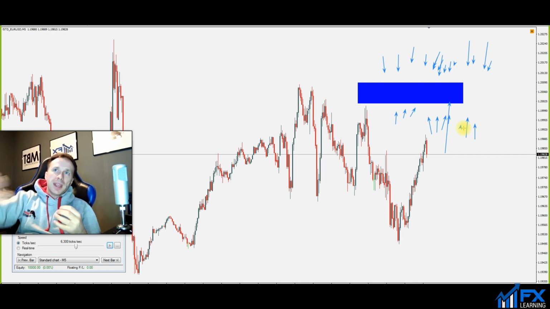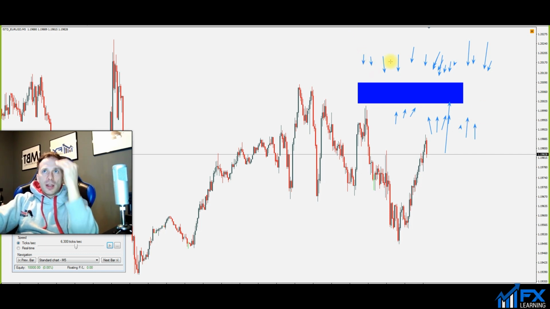So more people are going to be selling from that resistance area than they are buying, because you're not going to buy into a resistance area. Okay, so you want to start to look for those resistance areas like that.